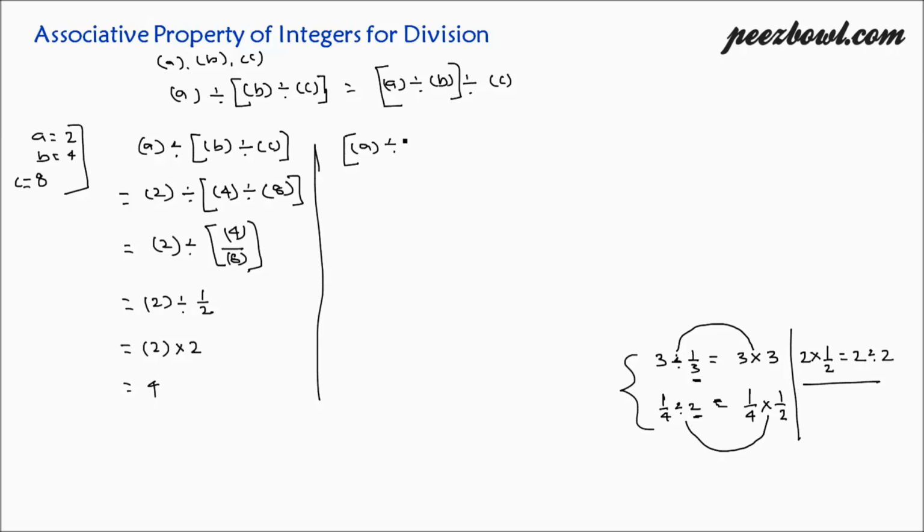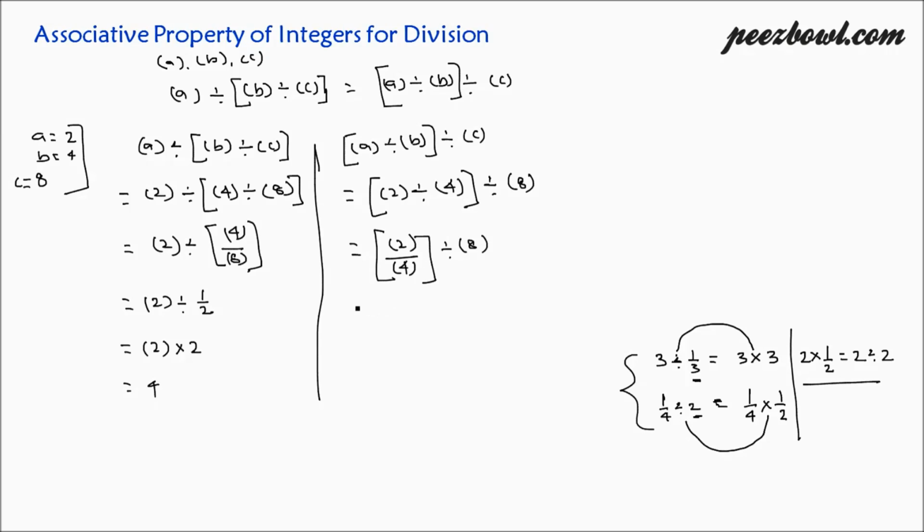Here we have a divided by b divided by c. This is equal to a, we have 2 divided by b is 4 divided by c is 8, equal to 2 upon 4 divided by 8. 2 upon 4 is nothing but 1 upon 2 divided by 8. So we are following this rule again. 1 upon 2 will remain as it is. When we change division to multiplication, then 8 will become 1 upon 8. So this is going to be 1 upon 8 multiplied by 2, that is 1 upon 16.